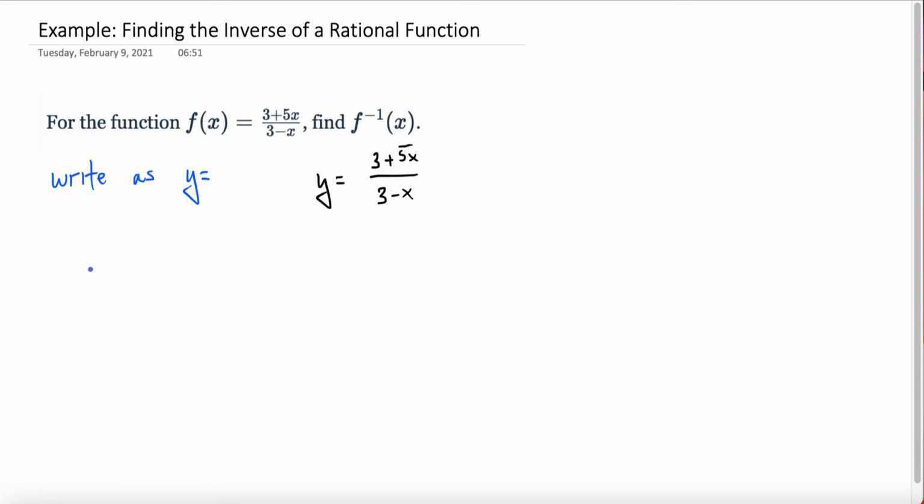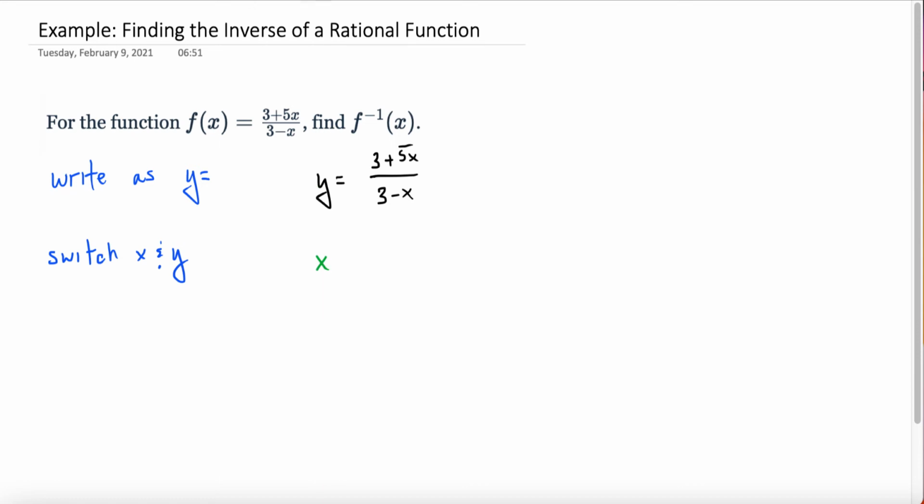Now, remember, we're going to switch the x and y's. The reason we do that is not just arbitrary. Remember our little diagram where we showed the domain of f and the range of f, and we saw that the output of our function becomes the input of our inverse function. So the range of f, the output of f, becomes the domain, or input, of the inverse of f. That's why we're switching x and y.